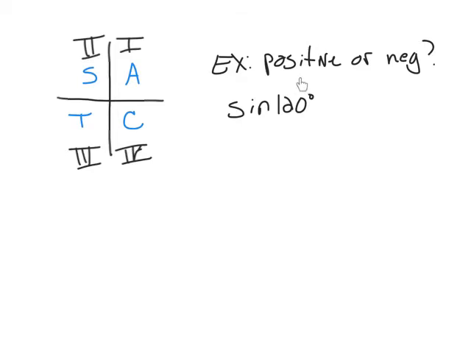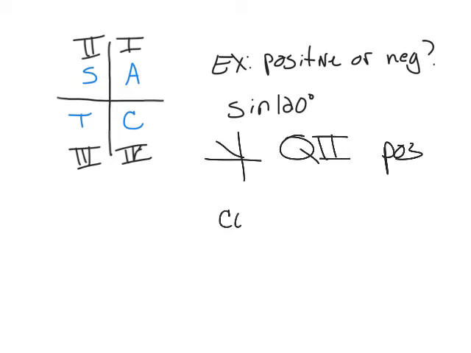I just want to know, we're not going to evaluate it, but if the answer would be positive or negative when you're done. So let's look at the sine of 120. The sine of 120 degrees, that's in the second quadrant. So that's in quadrant number 2. Since it's sine, it's going to be positive.